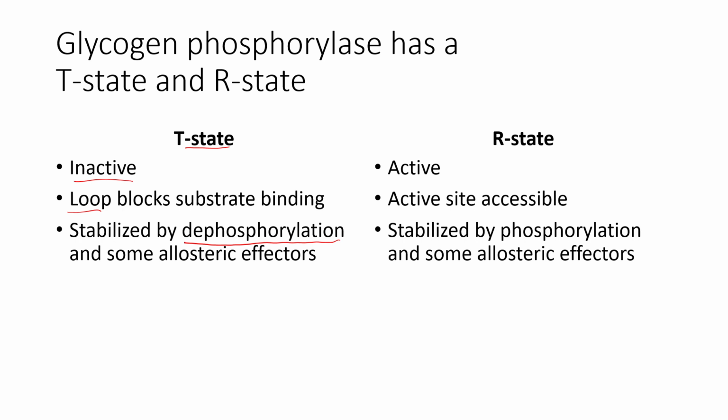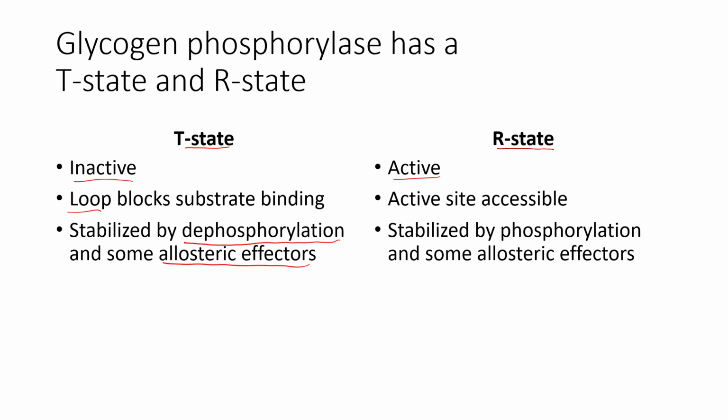And so that brings us back to our diagram from a couple of slides ago, where our enzyme is in its inactive state when it's dephosphorylated. There are also some allosteric effectors that help to stabilize the T state. On the other hand, we have the R state. The R state is the active form, and when it's in the active form, the active site is accessible. So glycogen, the substrate, is able to enter the active site, and glycogen phosphorylase is able to use phosphate to help cleave bonds, right, and make glucose 1-phosphate, individual monomers.